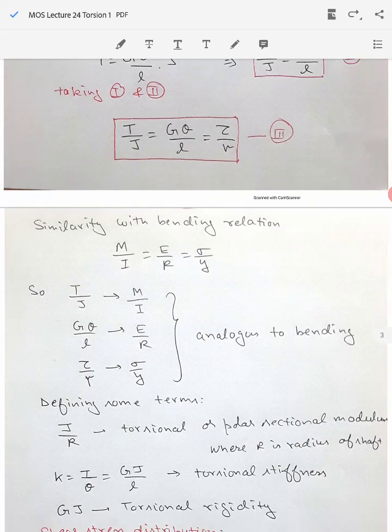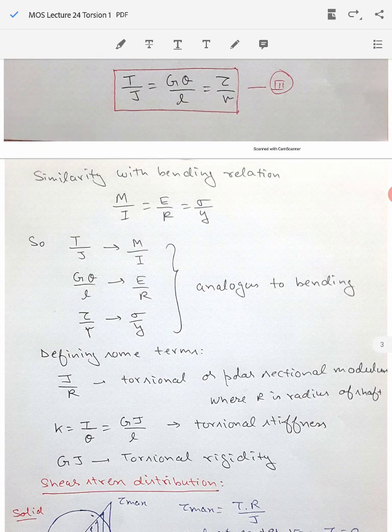Now this relation looks very similar to the relation that we obtained for the bending. You must remember the relation for the bending stresses. It was M by I equal to E by R equal to sigma by Y. So here T by J corresponds to M by I, by comparing these two relations, and G theta by L is comparable to E by R, and sigma by Y is comparable to tau by R.